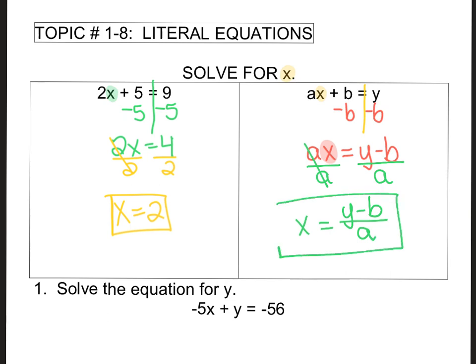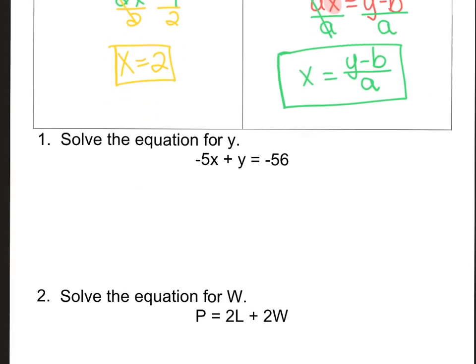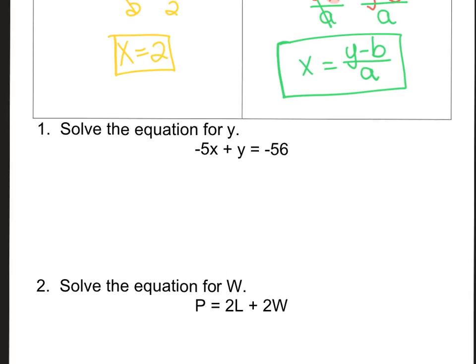So for literal equations, you are just rearranging the equation to solve for one specific variable, using all the steps that you already know on how to solve two-step equations and multi-step equations. So let's go ahead and look at number 1. You always want to read what it is that you're solving for, and we want to get y by itself.